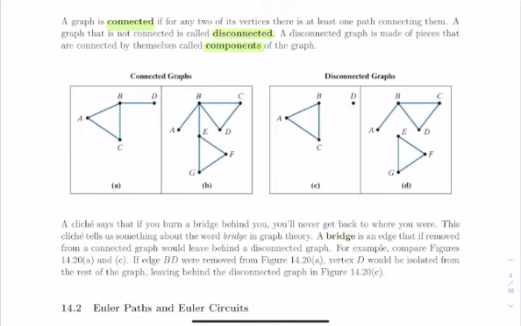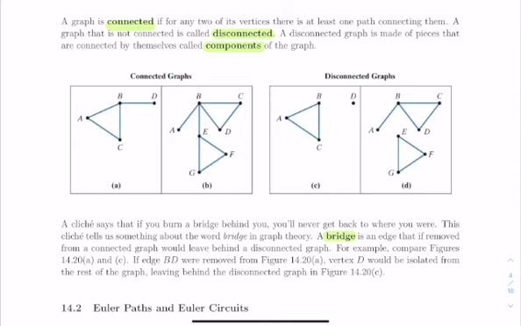A cliche says that if you burn a bridge behind you, you'll never get back to where you were. This cliche tells us something about the word bridge in graph theory. A bridge is an edge that, if removed from a connected graph, would leave behind a disconnected graph. For example, let's compare A and C. That edge, BD, if it was removed, would leave vertex D isolated from the rest of the graph, which would give you what figure C is. So BD would be a bridge.